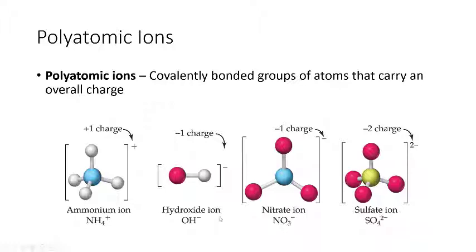Another example is the hydroxide ion. An oxygen and a hydrogen combined together carry an overall -1 charge. A nitrate ion, a nitrogen and three oxygens, the whole thing carries a -1 charge. A sulfate ion, a sulfur and four oxygens, the whole thing carries a 2- charge. So these are polyatomic ions that stick together and are never separated.